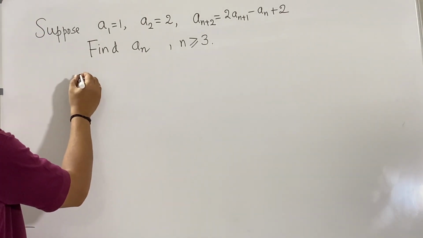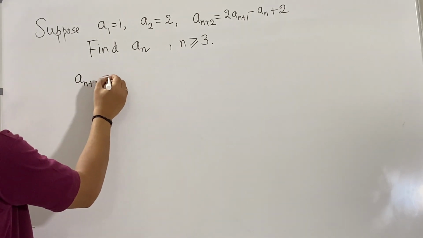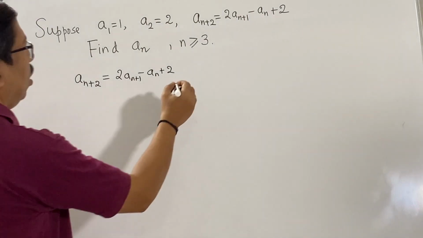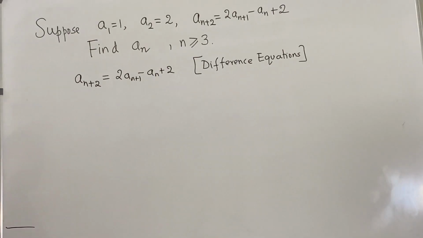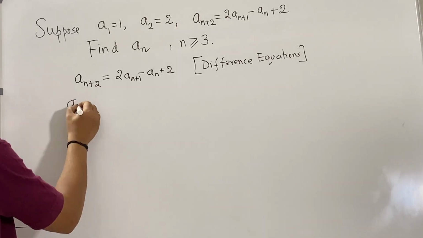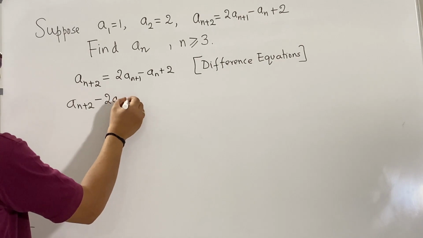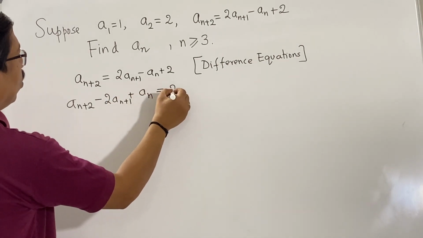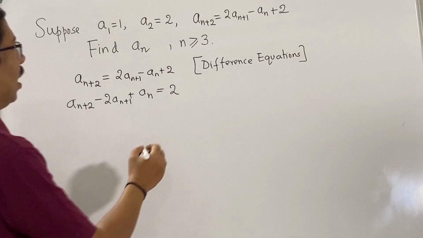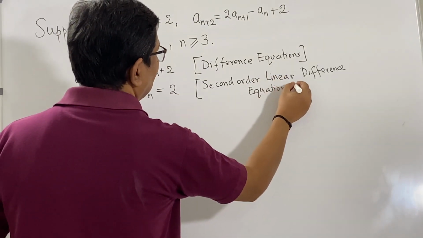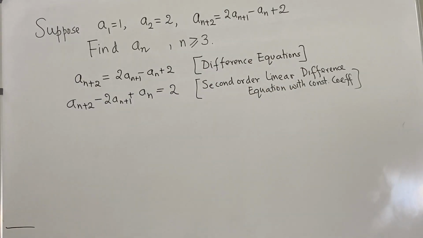Equations such as this involving terms of a sequence are referred to as difference equations. This particular difference equation, which we can write as a(n+2) minus 2a(n+1) plus a(n) is equal to 2, is a second order linear difference equation with constant coefficients. So this is an example of a second order linear difference equation with constant coefficients.